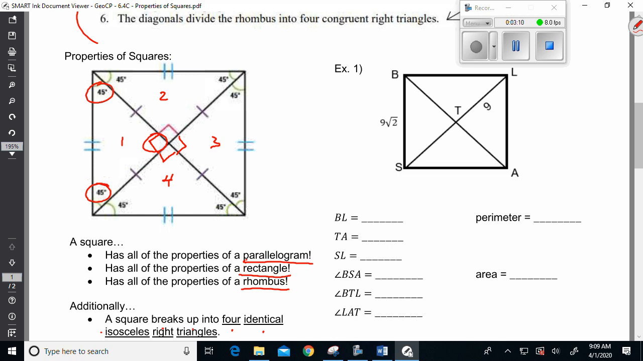So example 1, we have BLAS as the square. First thing, all 4 sides are the same. So it's 9 square root of 2 all the way around. All the angles are 90-degree angles.